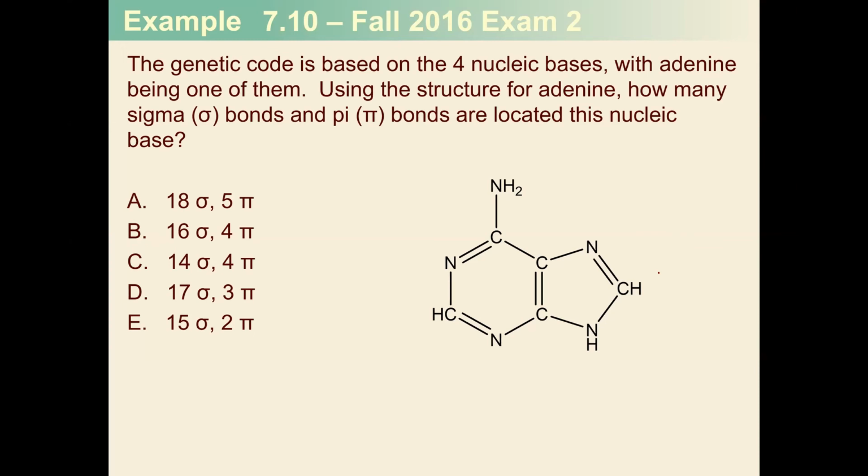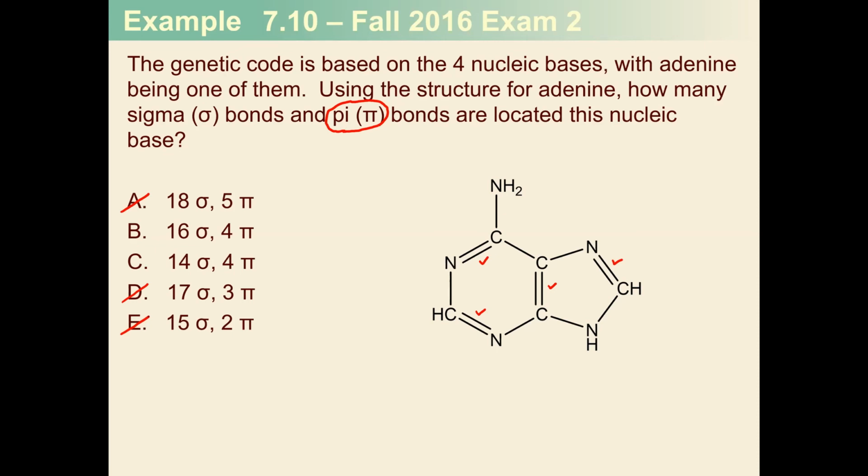The first thing and easiest way of doing this is looking for our pi bonds. Remember, pi bonds are located in our multiple bonds. So for that, I have 1, 2, 3, and 4 pi bonds. You can see them all marked by a check mark. So that means that I can get rid of answer A, answer D, and answer E.